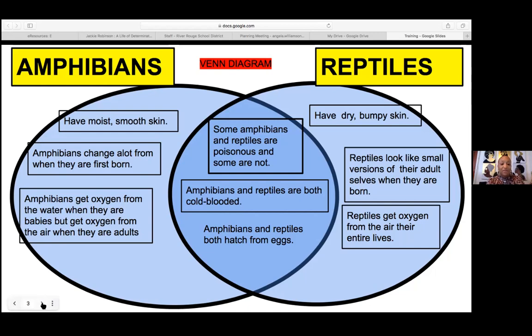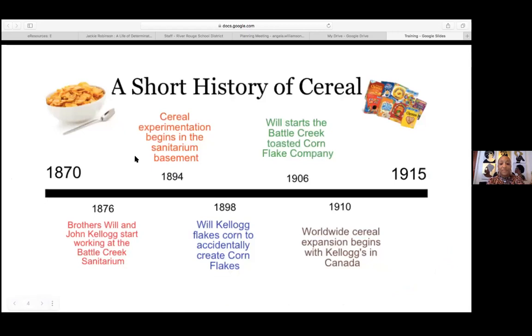Another type of graphic organizer that I am going to share again is a timeline. And a timeline is just exactly what it is. It's a line where you can put the events in sequential order of how they occurred. So this is showing you a timeline of a short history of cereal. If they were reading a book, they could create a timeline of the events that have occurred in Jackie Robinson's life.